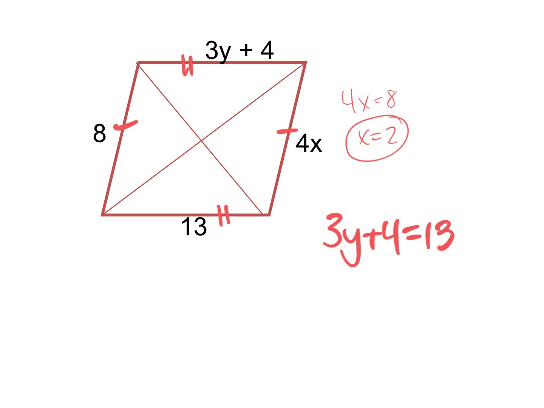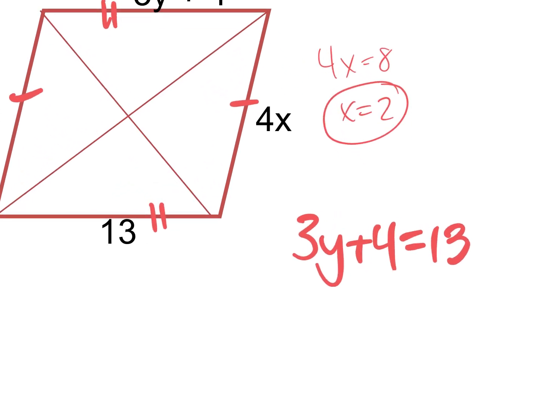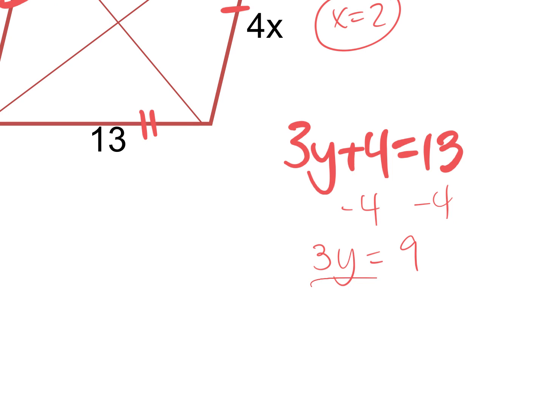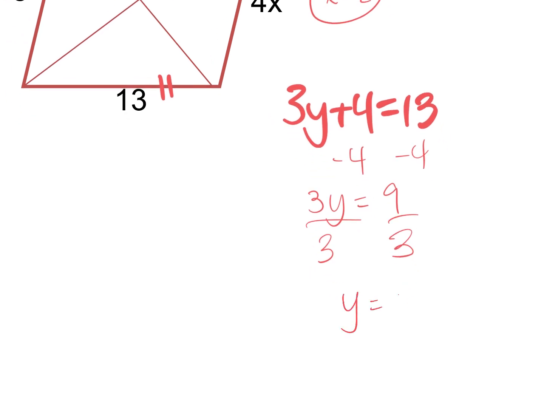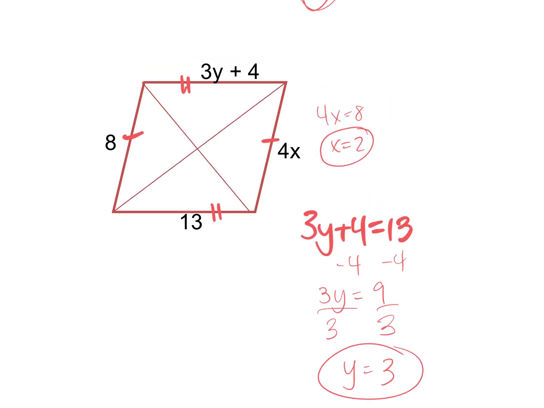Christian, how would you solve this? You subtract 4 from 13. And then divide by 3. What's y equal to, Anja? Y is equal to 3. Pretty standard, right? So anytime we have opposite sides, we know that they must be congruent, so we set them equal to each other. Dylan, you with me?